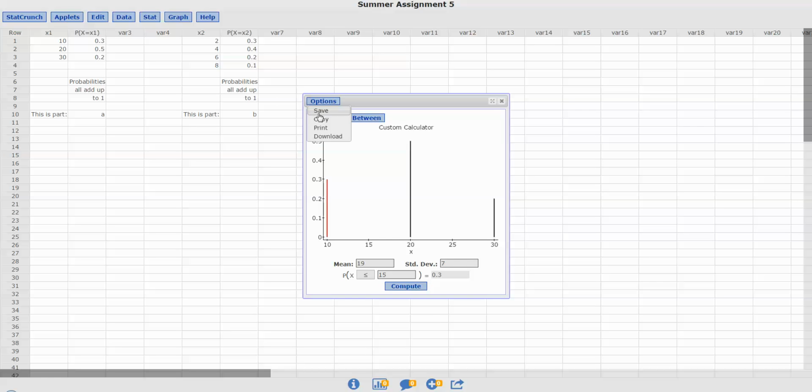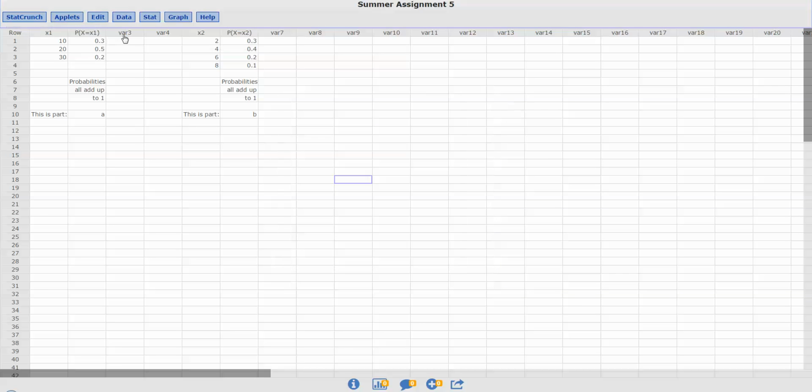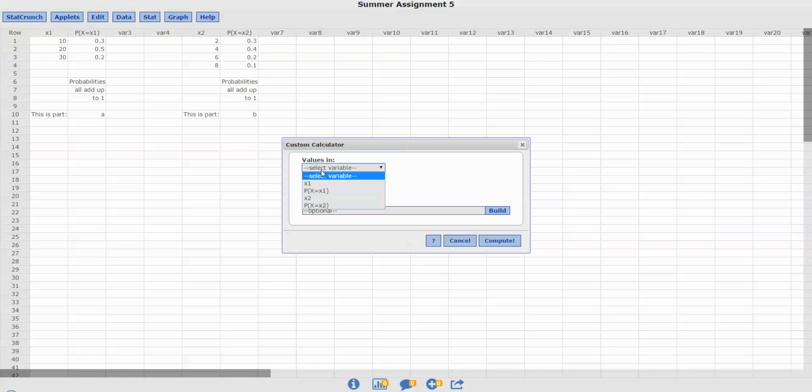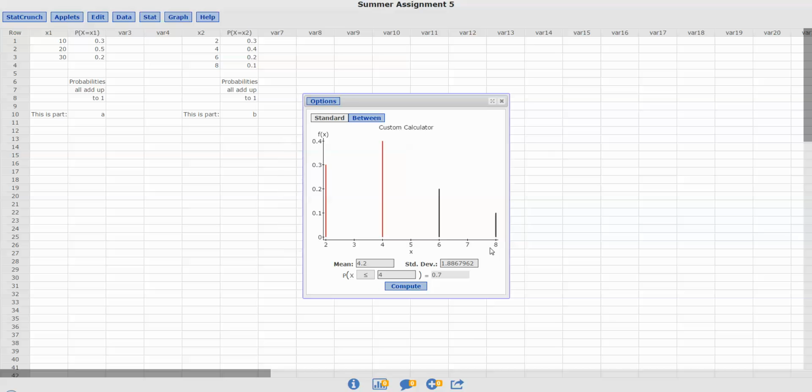If we, well, we can copy that and paste it into the Word document. If we do the same thing here, calculator, custom, we're going to do it for this data and this data. That's these now. We'll hit compute. The mean is 4.2 and the standard deviation is 1.89.